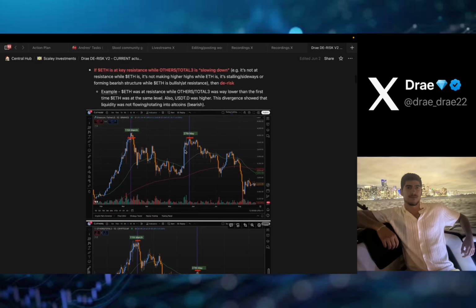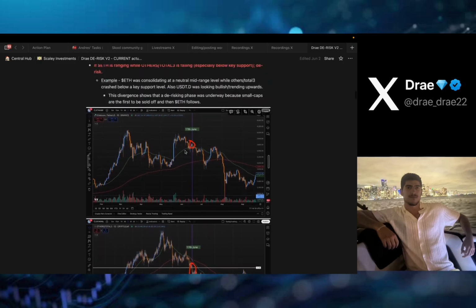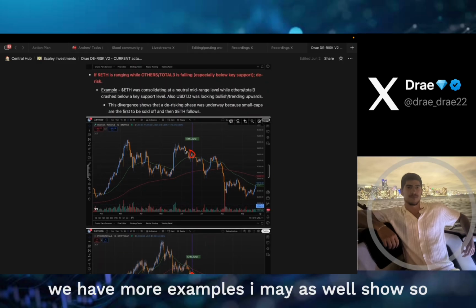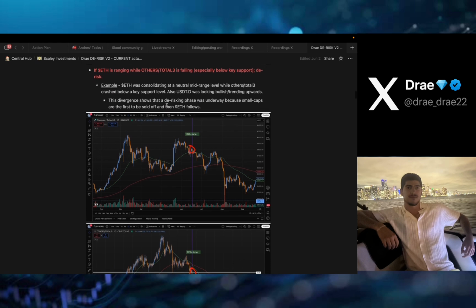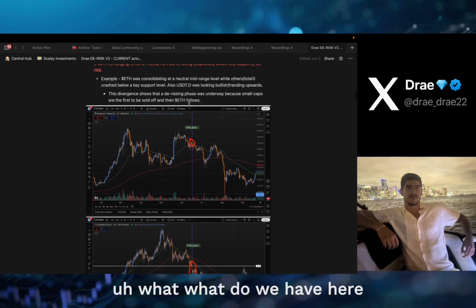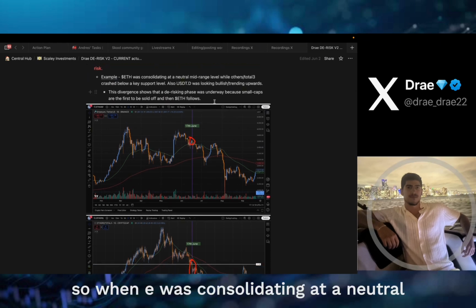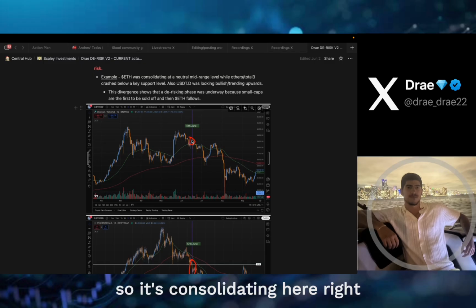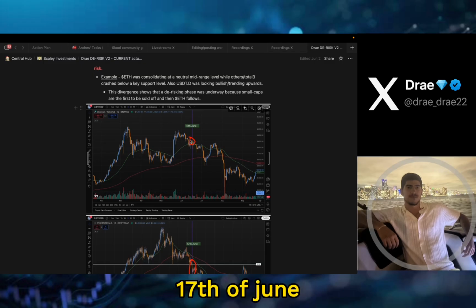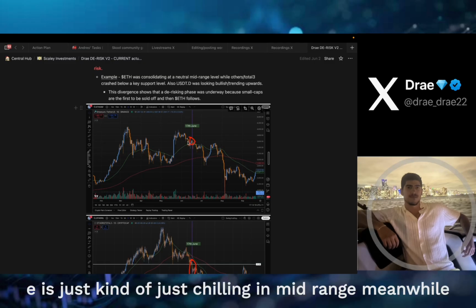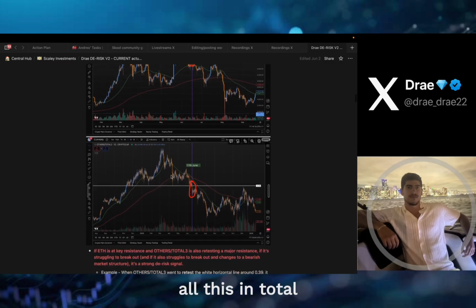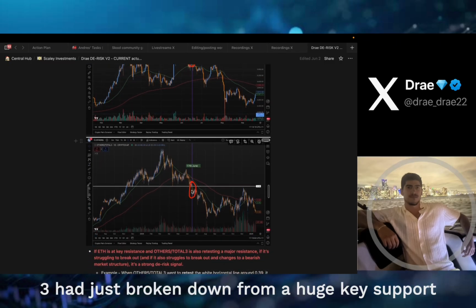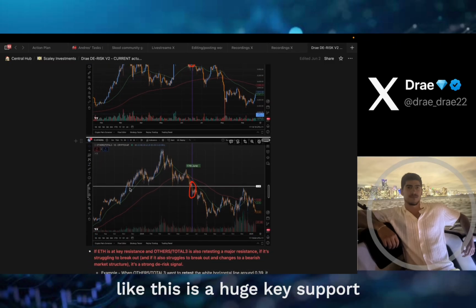So what else we have here? We have more examples. I may as well show. So what do we have here? So when ETH was consolidating at a neutral mid-range level, okay, so it's consolidating here, right? 17th of June, ETH is just kind of chilling in mid-range. Meanwhile, others in total 3 had just broken down from a huge key support. Like this is a huge key support.